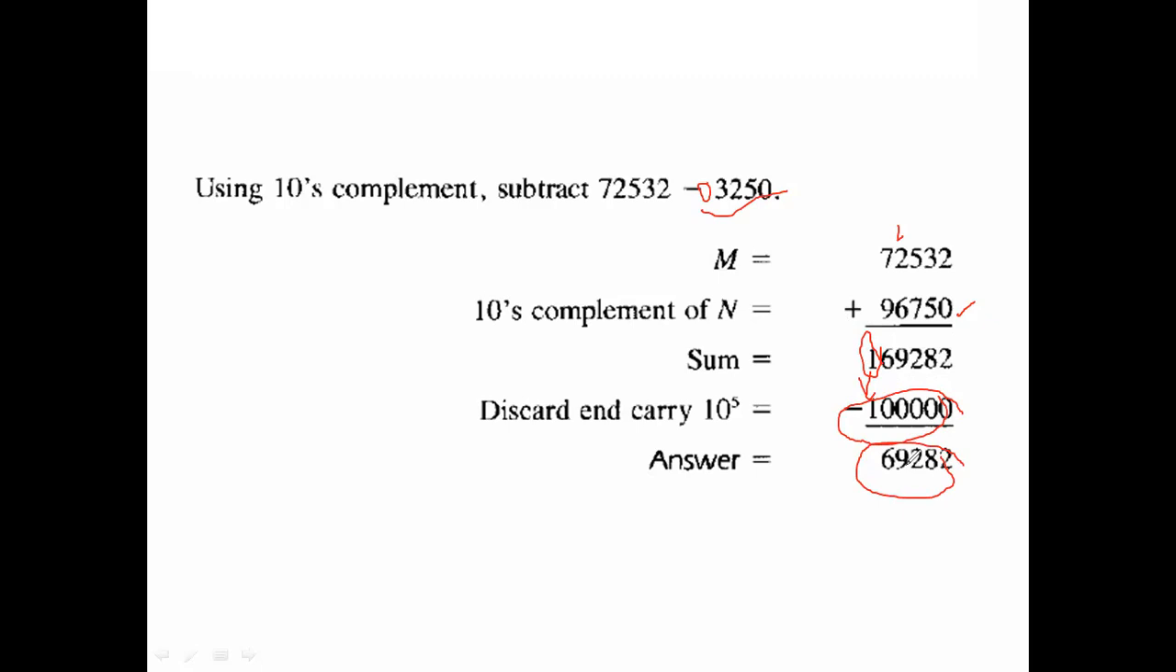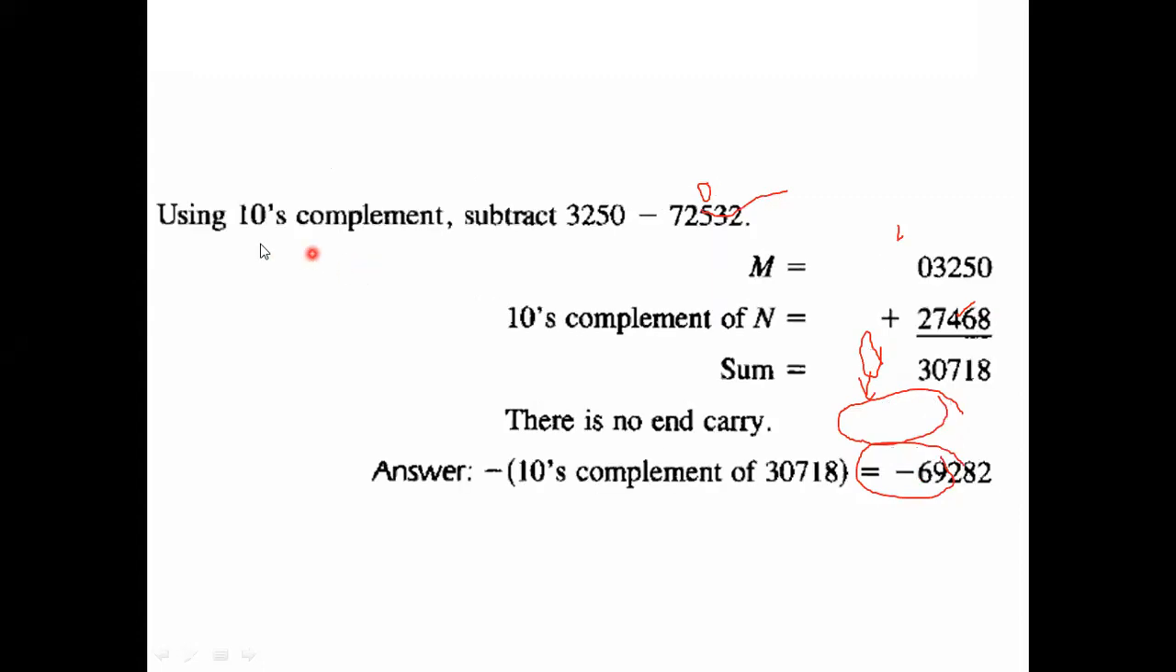Okay, so here big number minus small number. So here in the next one we are doing small number minus big number by using the tens complement. Okay ma, see here 3250 minus 72,532. Okay, 3250 minus 72,532. Here small number minus big number. So what is the result we are getting? What is the result? Negative result.